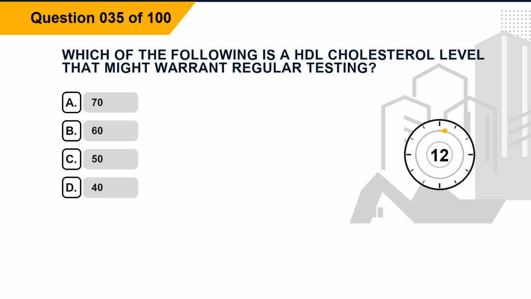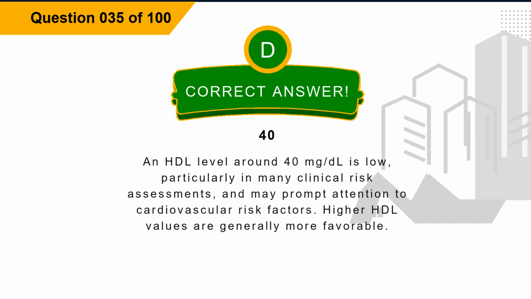Question 35. Which of the following is a HDL cholesterol level that might warrant regular testing? Option A, 70. Option B, 60. Option C, 50. Option D, 40. The correct answer is option D, 40.